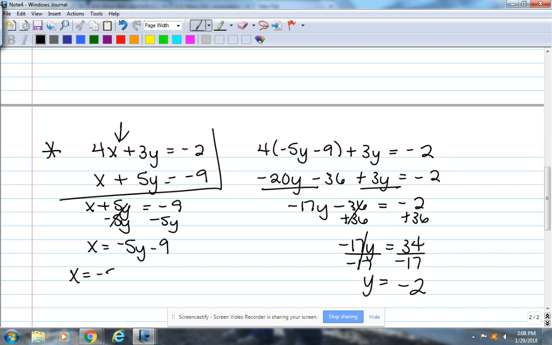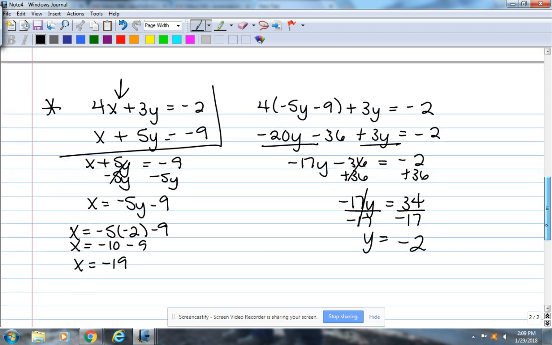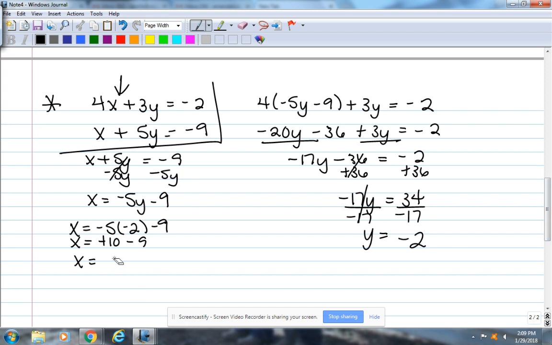X equals negative 5 times, plug it in for y, I mean, negative 2. Negative 5 times negative 2 minus 9. And that's negative 10 minus 9. X equals negative 19. So that ordered pair is negative 19. What did I do wrong? A negative times a negative is a positive. Yeah. And negative 10 minus 9, or positive 10 minus 9 is what? 1. And the ordered pair is what? 1, negative 2. Something like that.